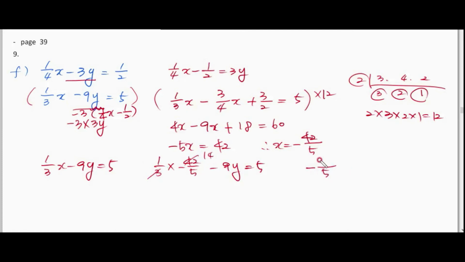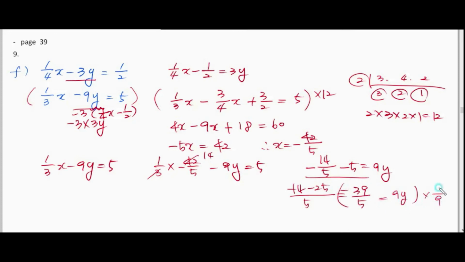Then negative 14 over 5 minus 5 equals 9y. Let's just do this. This is 5, negative 14 minus 25, that equals negative 39 over 5. That equals 9y, then let's divide both sides by 9. And then the answer will be y equals, 39 can't be simplified, so let's just multiply it. So this 9 and 13, 15, and negative 13.